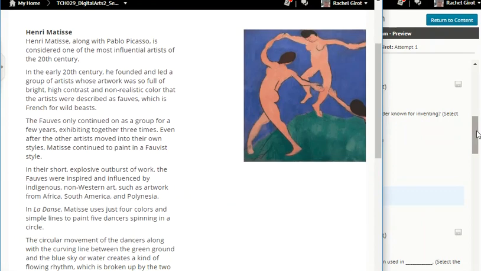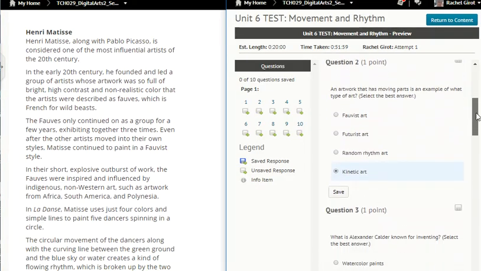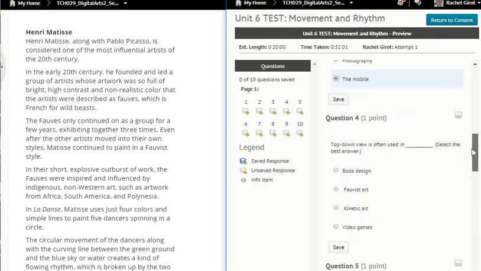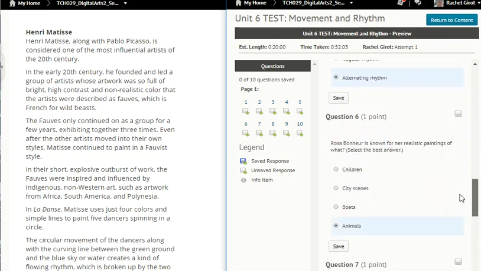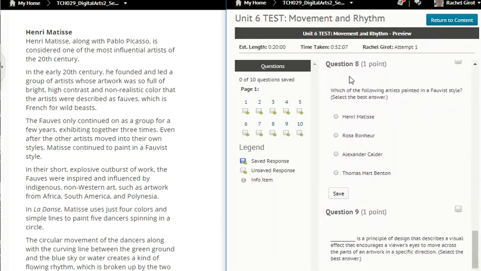Henri Matisse. I don't think we had a question about Henri, but let's see. No, we answered. We got top down. This is just which of the following artists painted in the Fauve style? Oh, we have to find out who the Fauve artist is.